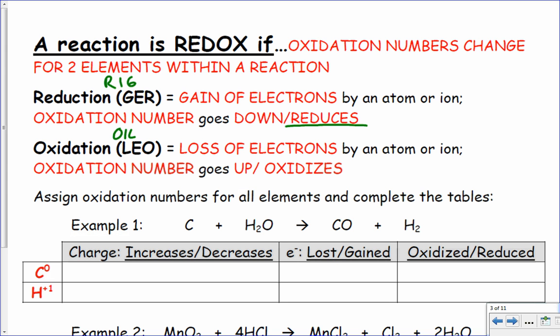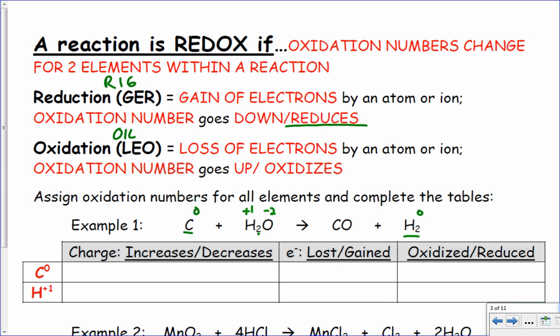So now we need to do this real quick: assign oxidation numbers and figure out what's going on. I'm going to do it on the actual example, and then we'll fill in the chart together, okay? Carbon, it's by itself, so it has to be a 0. I'm going to do it again over here. H is by itself, so it has to be a 0. Let's get that out of the way right off the bat. Then we have this. O is a -2, so the hydrogen has to be a +1. Two +1s equals +2, and +2 and -2 equals 0.